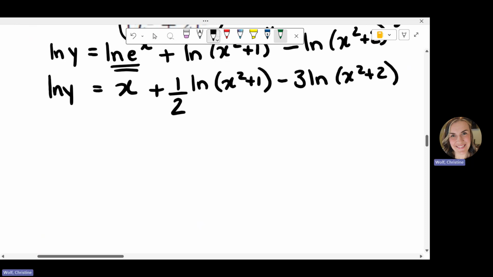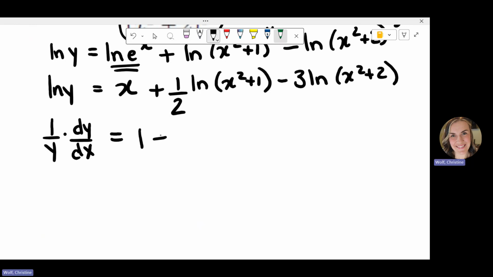Your left side is always the same. The derivative of ln y is 1 over y, but we have to remember dy over dx. So don't screw up your left side. It's a gimme. It's always going to be the same. Okay, now we're taking the derivative of each term here. The derivative of x, 1.